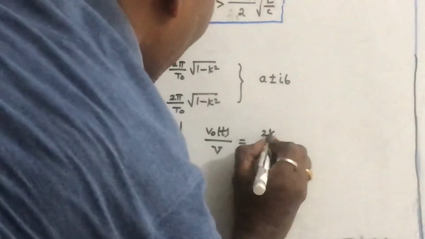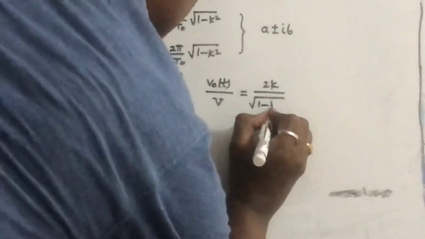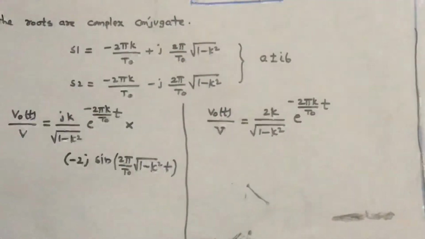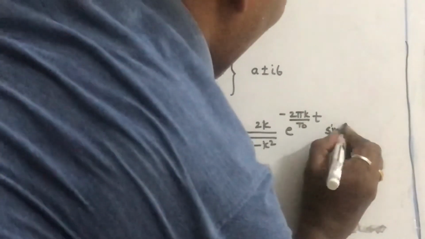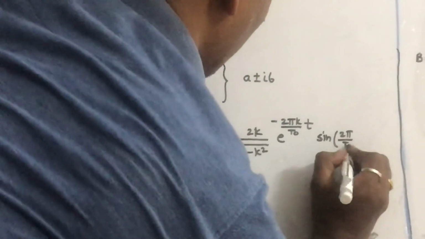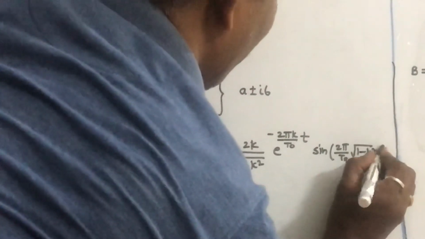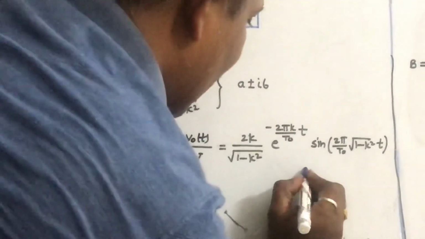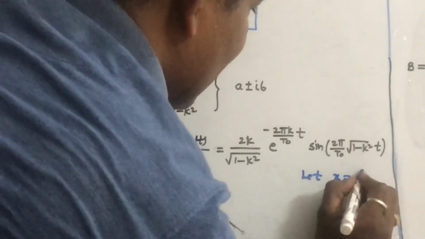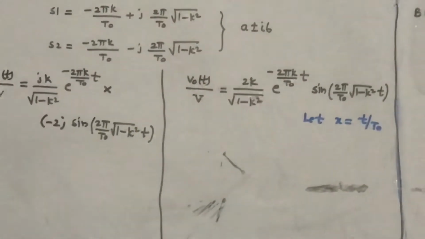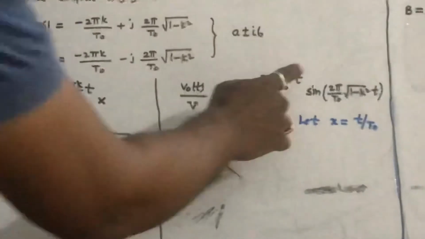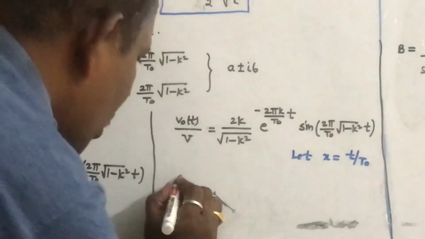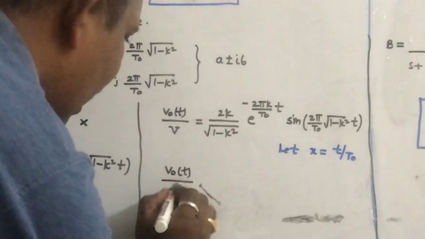So therefore 2k by square root of 1 minus k square, so that is the first term. The second term is exponential, so that is e power minus 2 pi k by t naught into t, this is the second term. The last term is sine, sine 2 pi by t naught into square root of 1 minus k square into t. So in this formula, let x be equal to, similar to the previous case, t by t naught, so t by t naught is equal to x in these equations. So this is the underdamped case, very very important.